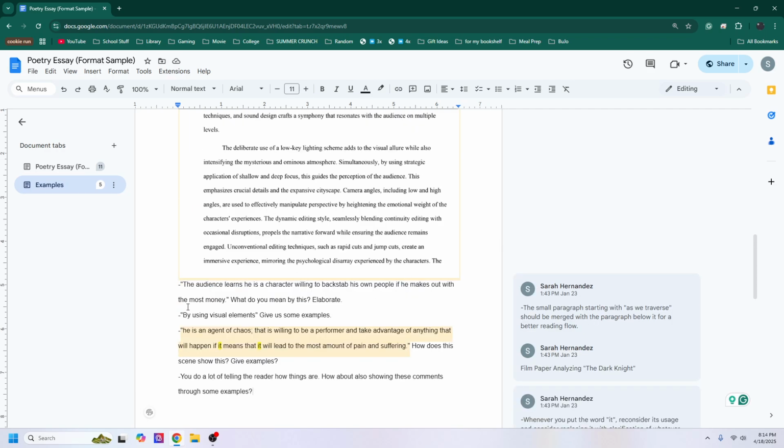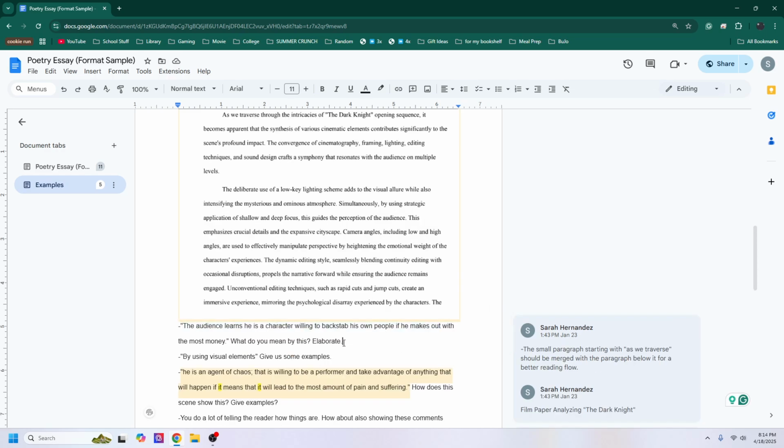I said, okay, you said the audience learns he is a character willing to backstab his own people if he makes out with the most money. I was like, I need you to elaborate on this, dog. This is a little too broad. You kind of throw it out and you don't elaborate, and then you move on. And I felt kind of whiplashed. Can you elaborate this sentence?